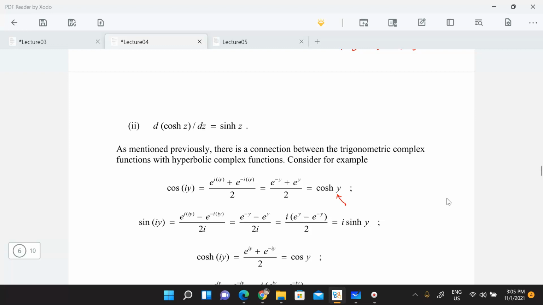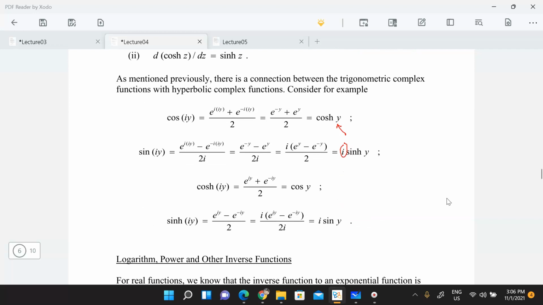Similarly, if I do this for the sine function, it is almost the hyperbolic sine, but now you have an extra i factor there. So you can see the relationship: cos iy gives you hyperbolic cos y, sine iy gives you i hyperbolic sine y. Similarly, you can do it for the hyperbolic functions also: hyperbolic cos iy gives you cos y, and hyperbolic sine iy gives you imaginary i times sine y. So these are nice things to remember.